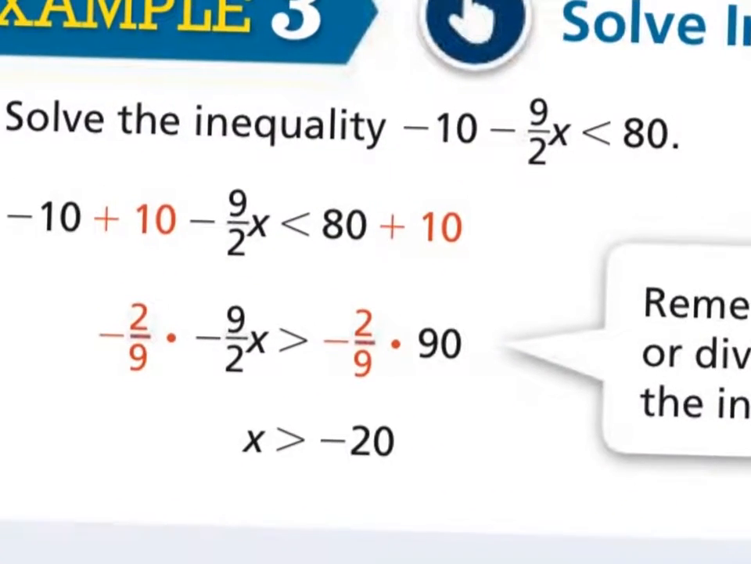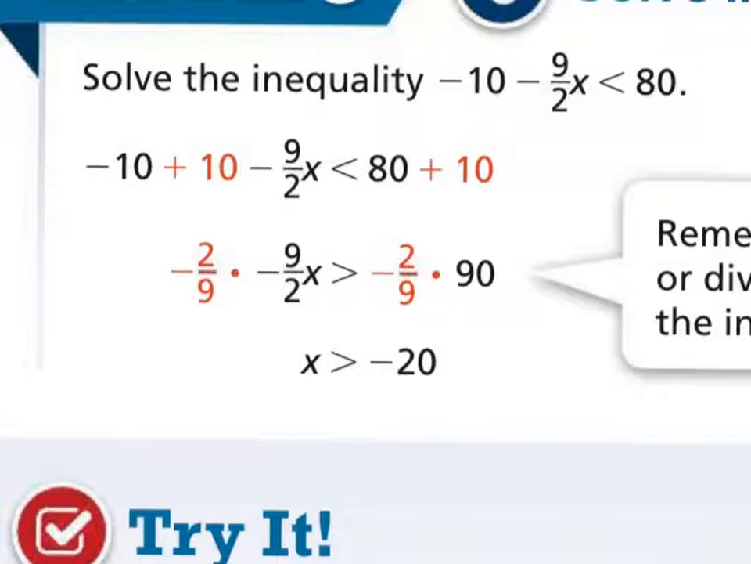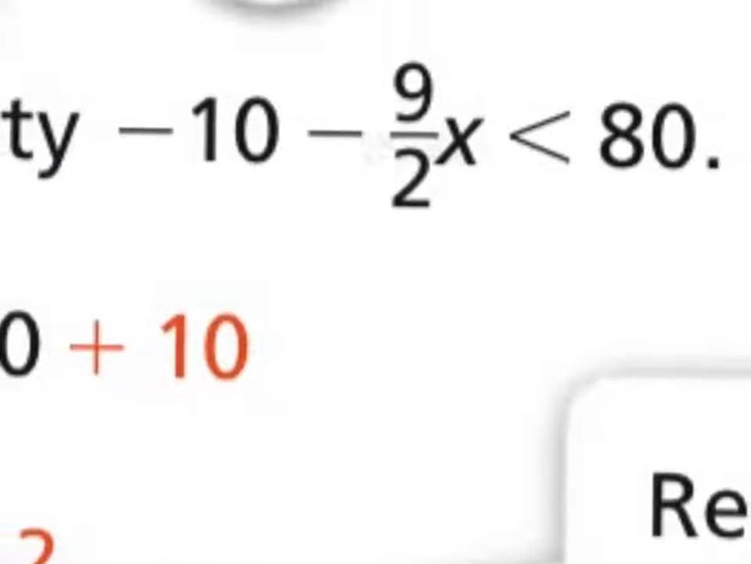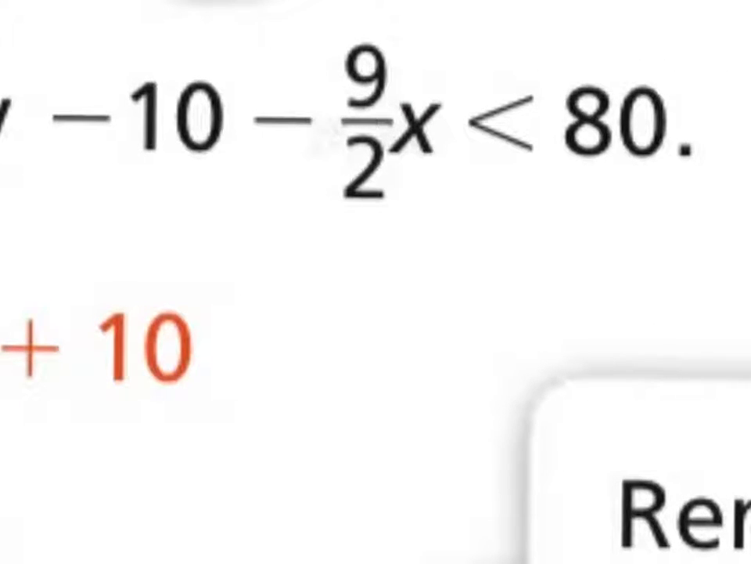Example 3, they want us to solve the inequality here. The difference is we got some subtraction stuff, we got some negative stuff happening. So what you might want to do on a problem like this is, in the middle here when they're subtracting, you can go ahead and add the opposite. Remember, make your two sign changes there.